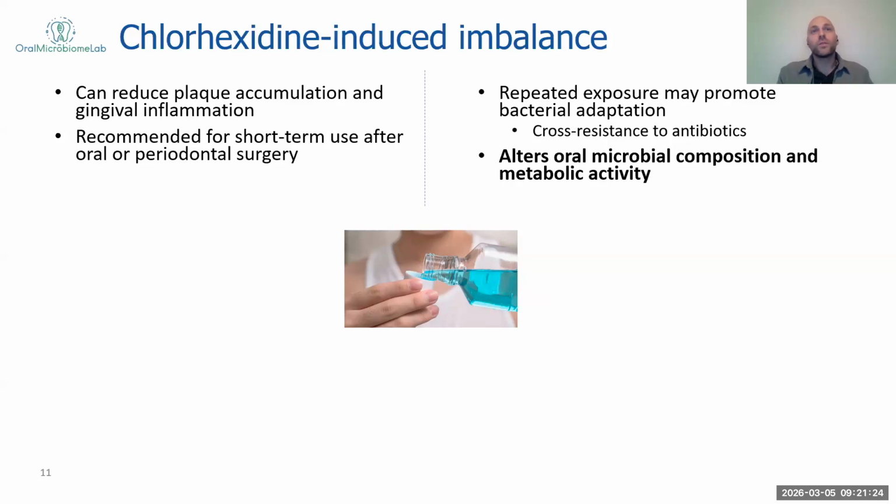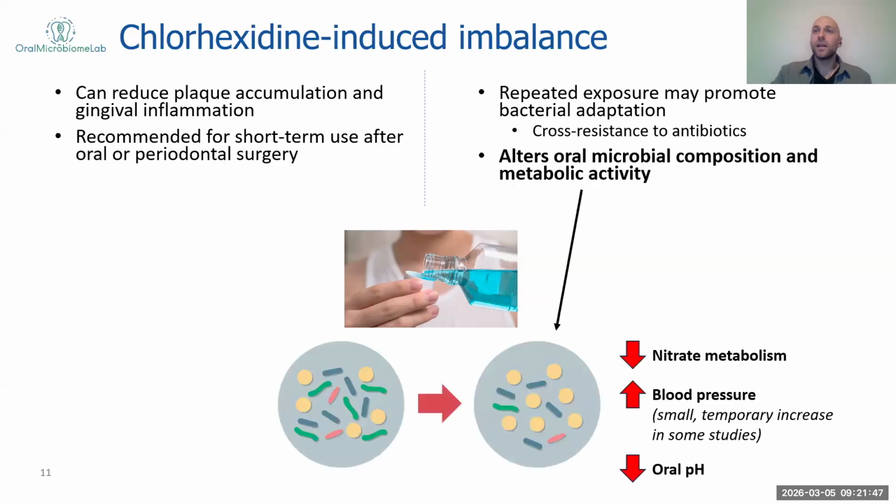But healthy individuals probably shouldn't use strong antimicrobial compounds because the oral microbiota is important for us. And repeated exposure to chlorhexidine may promote bacterial adaptation and cross resistance to antibiotics. And as we have seen so far, it can alter the oral microbiota composition and metabolic activity. So, for at least several hours, it impairs nitrate metabolism, can lead to a small increase in blood pressure and decrease oral pH.